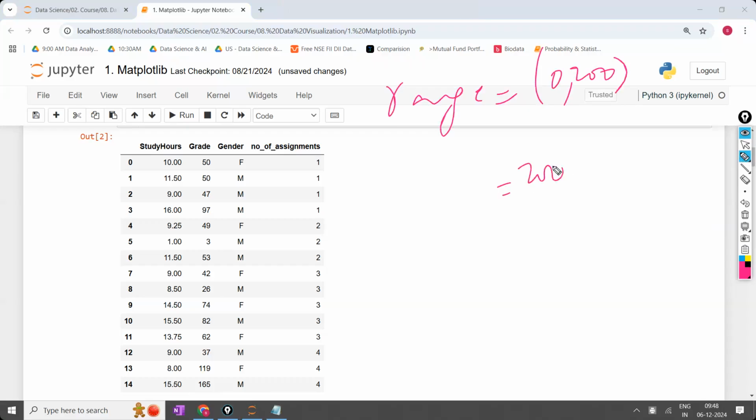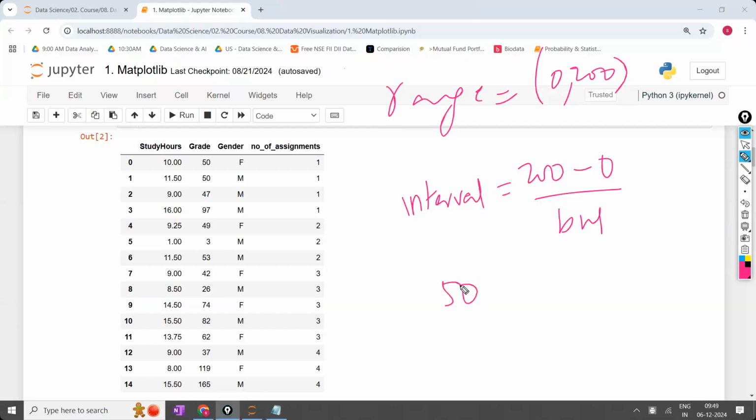Now 200 minus 0 divided by number of bins. If you fix the bins, you will get the interval. If you fix the interval, you will get the bins. Any one you have to fix. Which one do you want to fix? I want to fix the interval. I want an interval of size 50: 0 to 50, 50 to 100, 100 to 150, 150 to 200. It means I want 50 as the interval size.